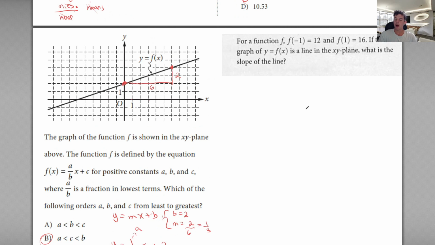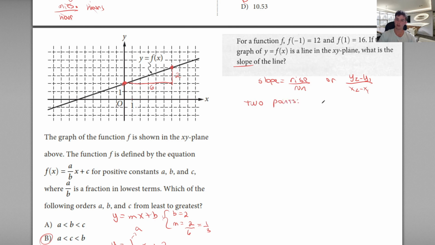For a function f, f of minus 1 equals 12, f of 1 equals 16. If the graph of y equals f of x is a line in the xy plane, what is the slope? Okay, it's only asking for the slope. We know that slope equals rise over run, or y2 minus y1 divided by x2 minus x1. In any case, we gotta have 2 points. See in here how we compared 2 points of the line? Okay, so we do have 2 points. We have the points.